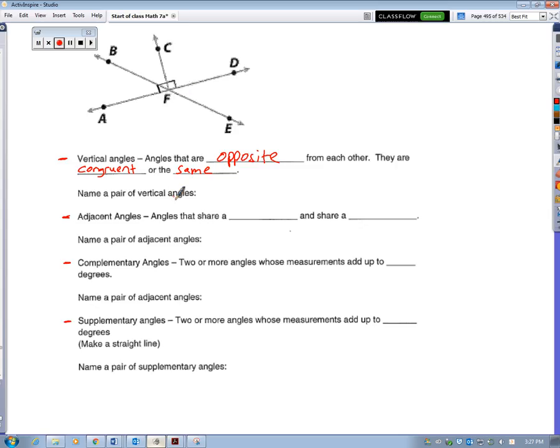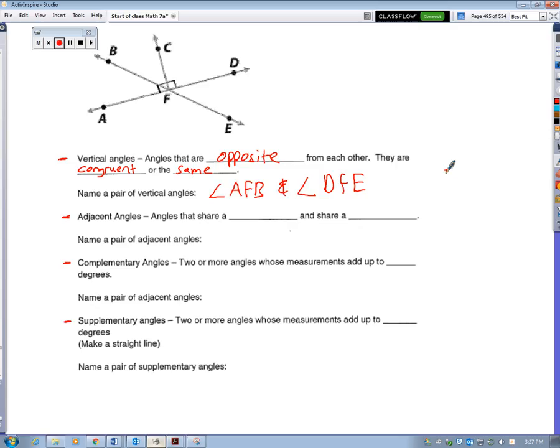So let's name the pair of vertical angles. So start with your angle symbol. We have angle AFB, and we have angle DFE. Okay, those are our vertical angles.